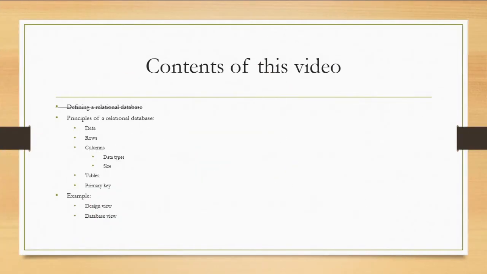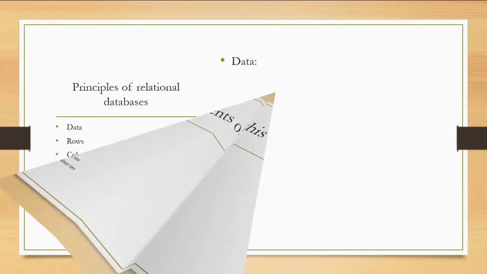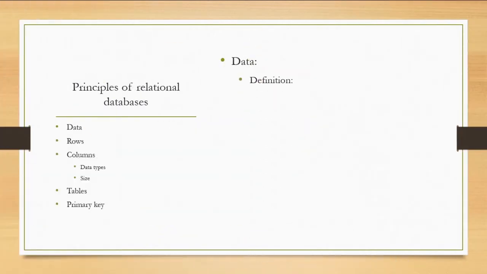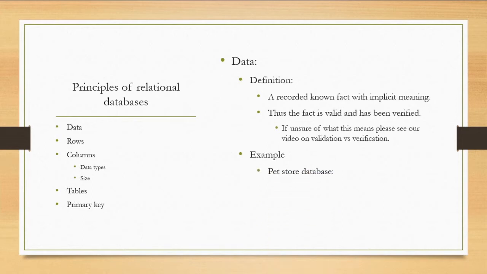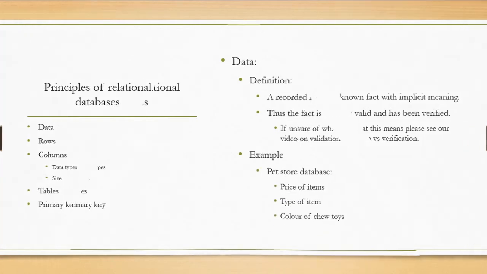Let's look at the principles of a relational database. Data. Data is defined as follows: a recorded, known fact with implicit meaning. Thus, the fact is valid and has been verified. If unsure of what this means, please see our video on validation versus verification. Let's look at an example. We will look at an example of a pet store database. These are some examples of data in a pet store database.